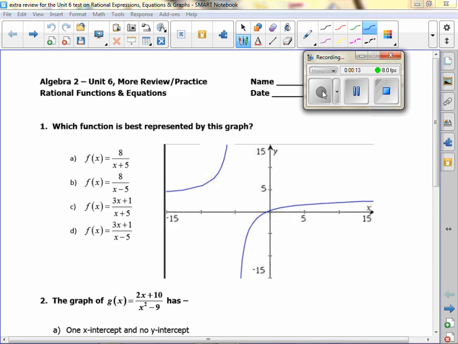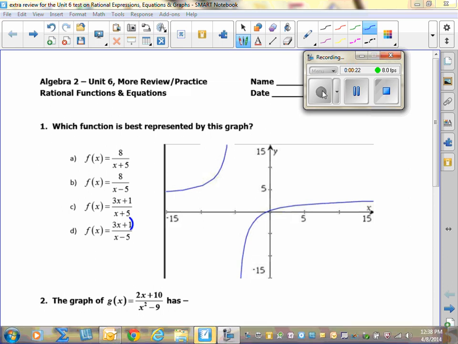All right, so this first problem here. Anytime you're given a graph and some equations, go ahead and graph on your calculator. Make sure that if you graph these, you put parentheses around the top and the bottom so that you would get the proper graph.